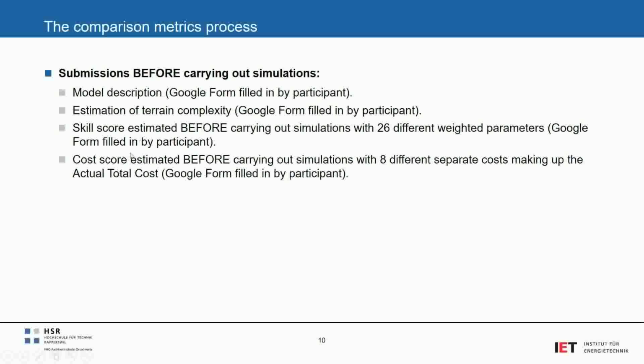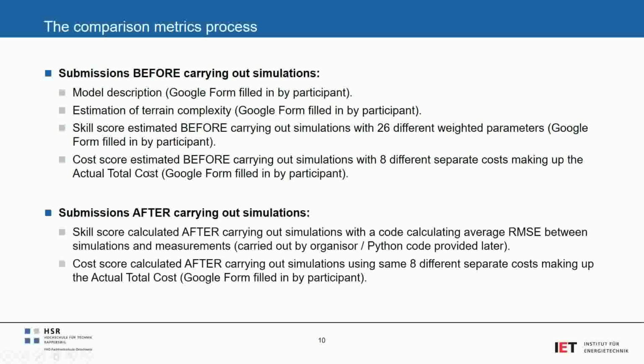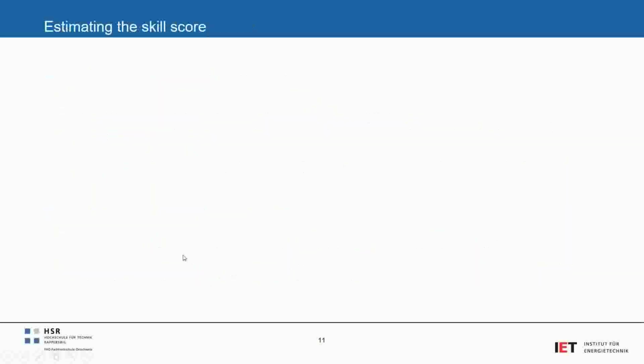So you fill out all these forms to make these estimations, and then you carry out the simulations. Afterwards, we calculate the skill score by calculating the average RMSE between simulations and measurements at the validation mast. And you have to tell us what the actual costs of the simulations were. Maybe you estimated it incorrectly. Maybe the simulations took longer than you thought. And after that, we produce this graph of skill score against cost score.